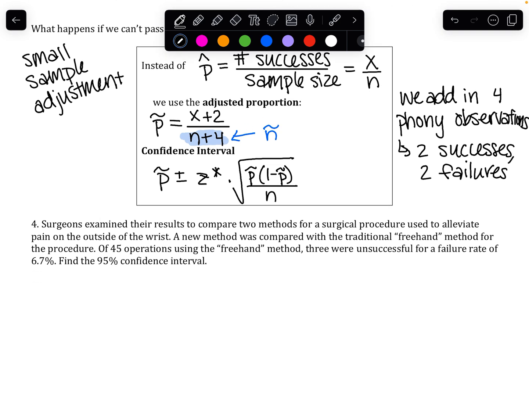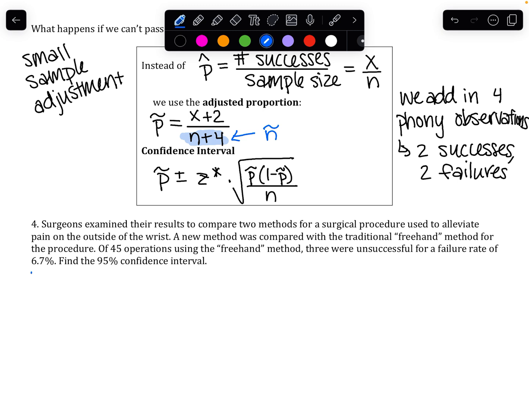Okay? So number 4, surgeons examined their results to compare 2 methods for a surgical procedure used to alleviate pain on the outside of the wrist. A new method was compared to the traditional freehand method for the procedure. Of 45 operations using the freehand method, 3 were unsuccessful for a failure rate of 6.7%. Find the 95% confidence interval.